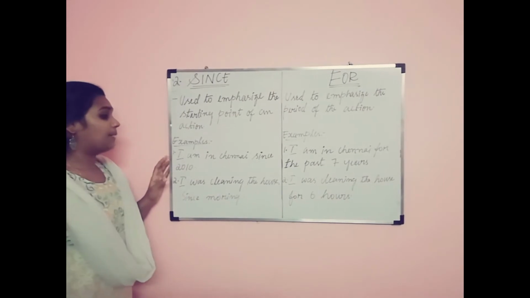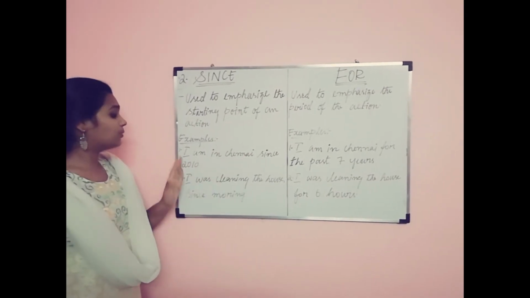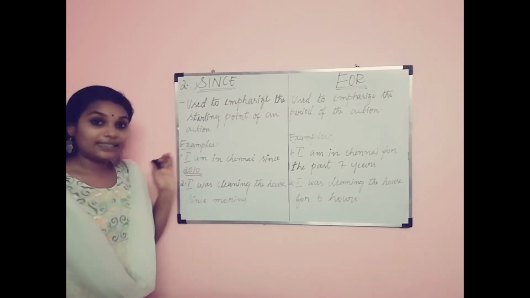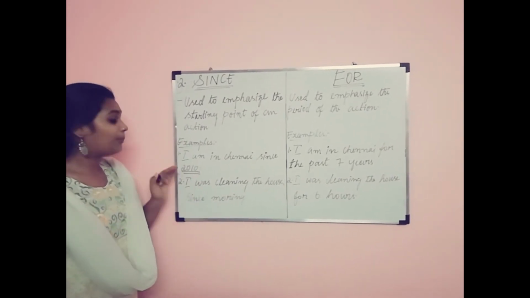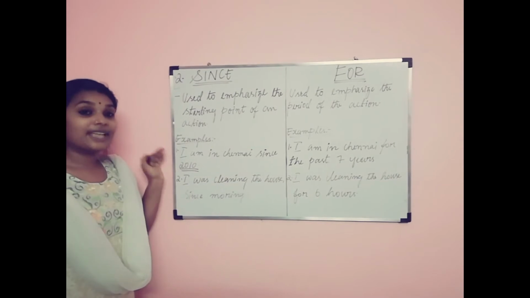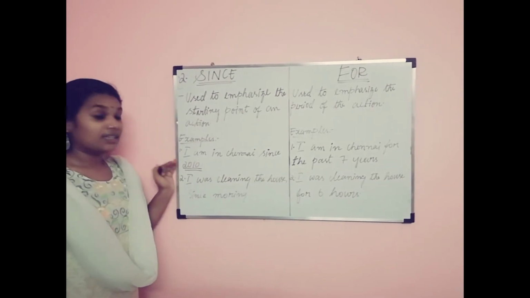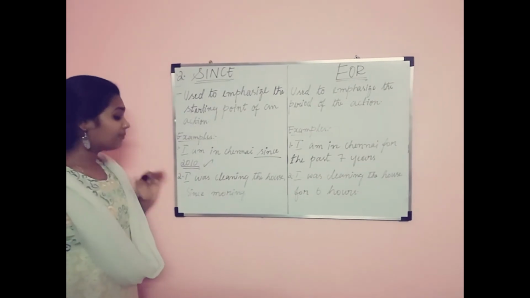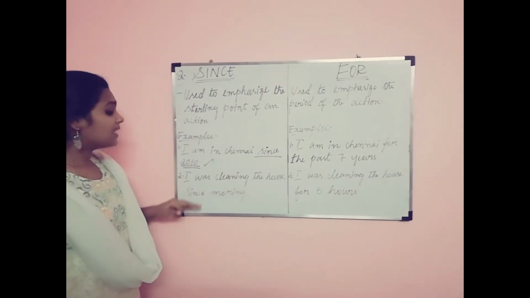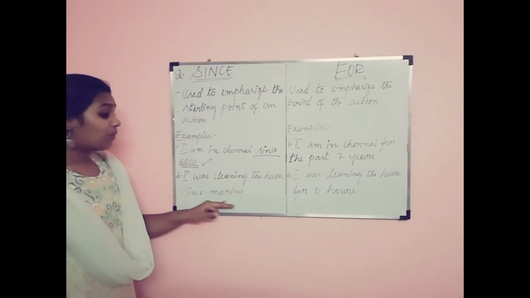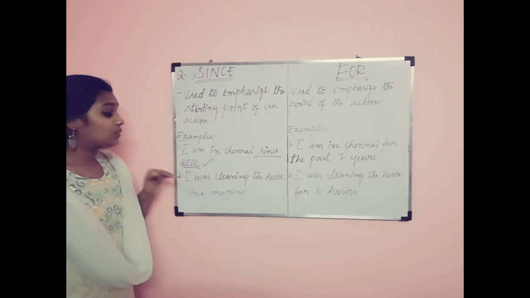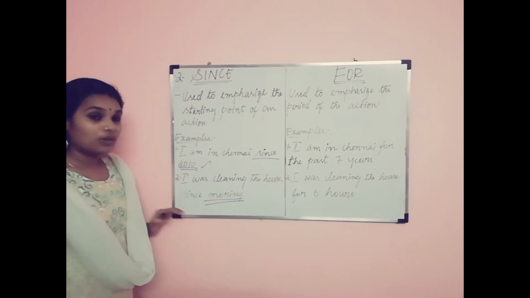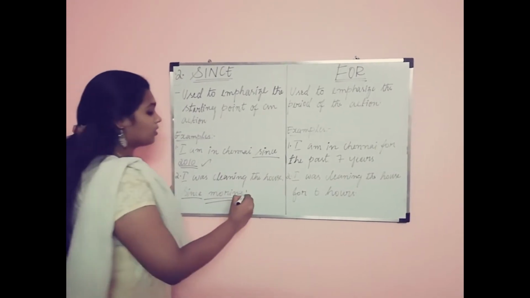So check this example. I am in Chennai since 2010. It is emphasizing the point from when I started living in Chennai. So using since here is correct. Similarly, I was cleaning the house since morning. It throws light on morning. So using since here is also correct.